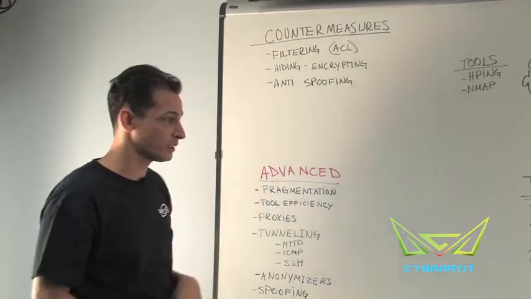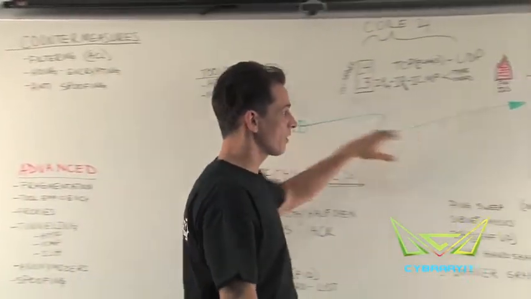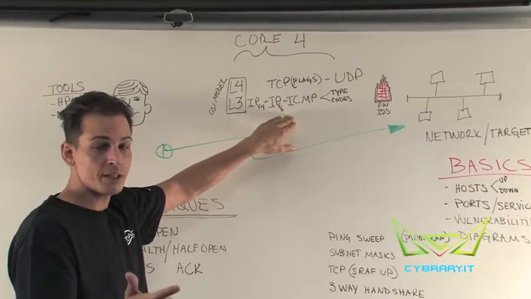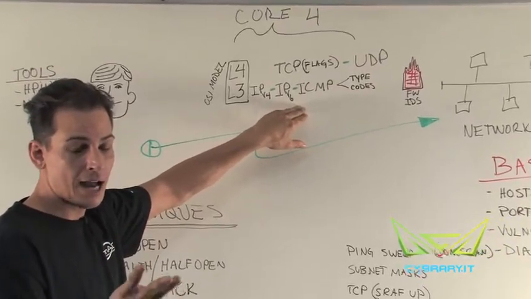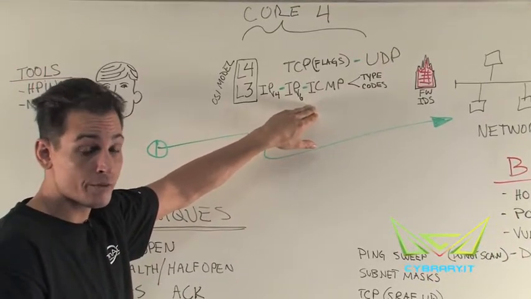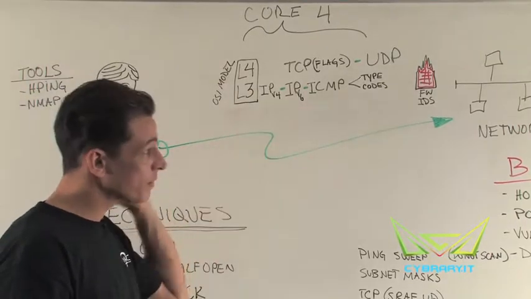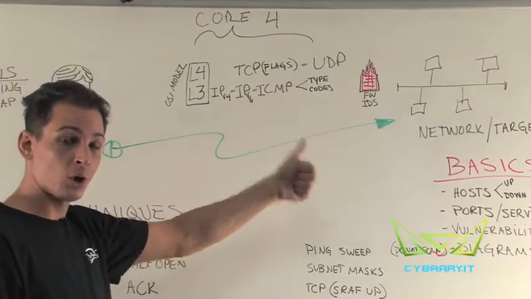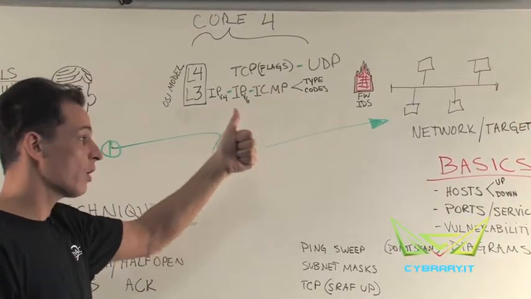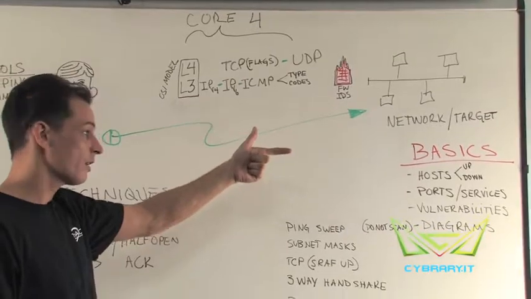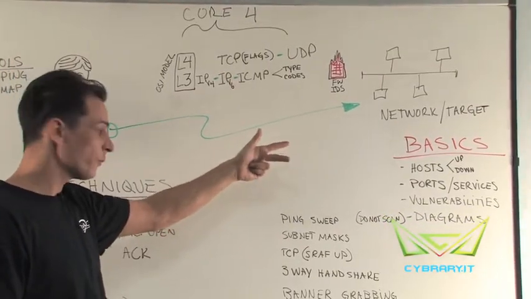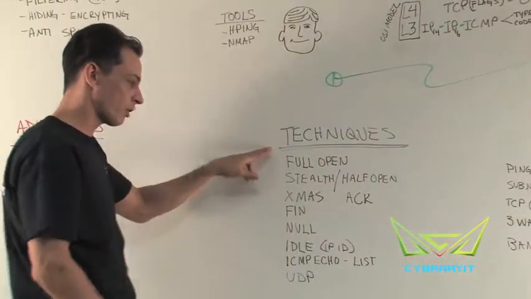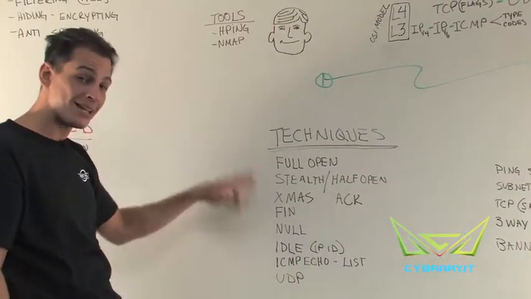So let's summarize once again. You have a target. You're going to use the core 4, TCP, UDP, ICMP, and IP, either version 4 or version 6. That's the only connection mechanism you have between you and your target. Okay? You're going to start looking for hosts, see if they're up or down. If so, what ports and services are they using? What vulnerabilities are available? And then we can go into a little bit pseudo-advanced techniques here and start really manipulating Nmap commands and hping commands.